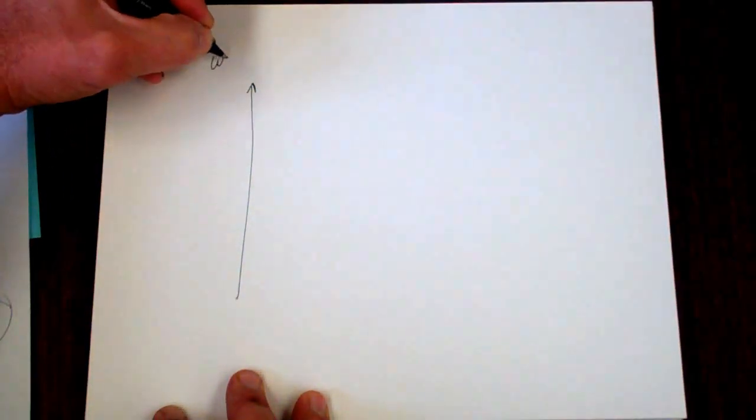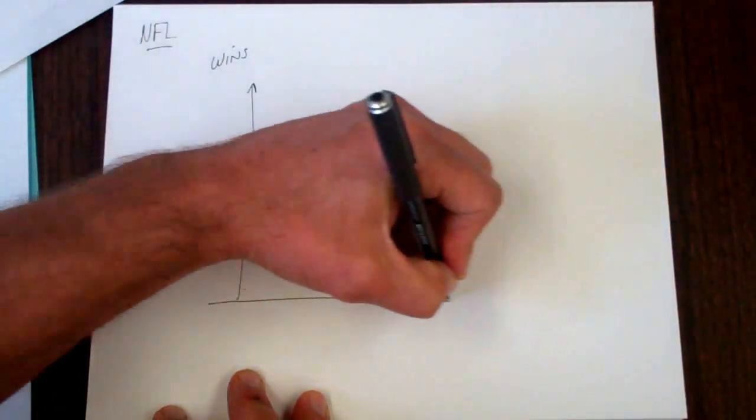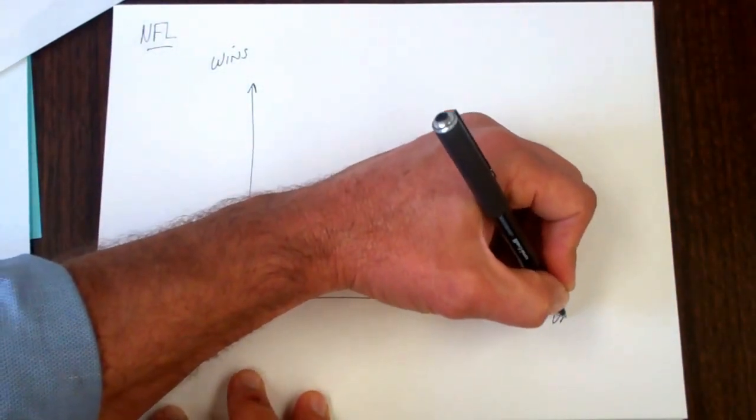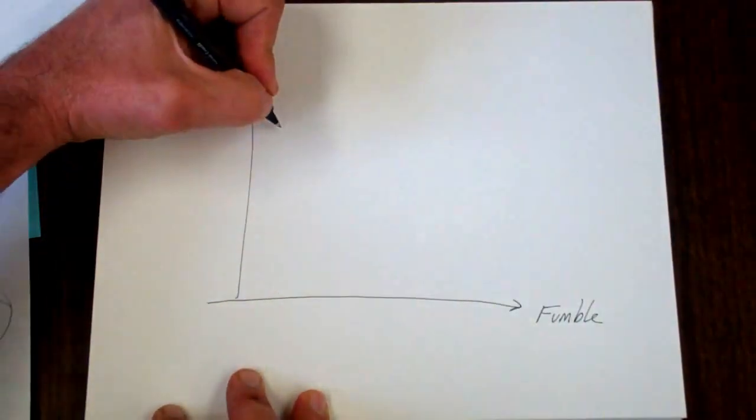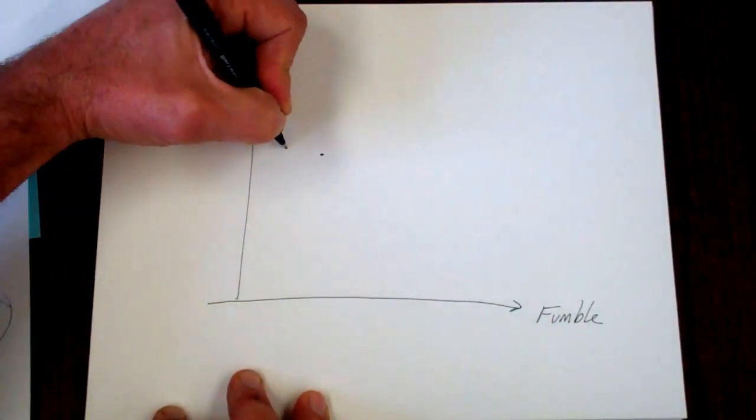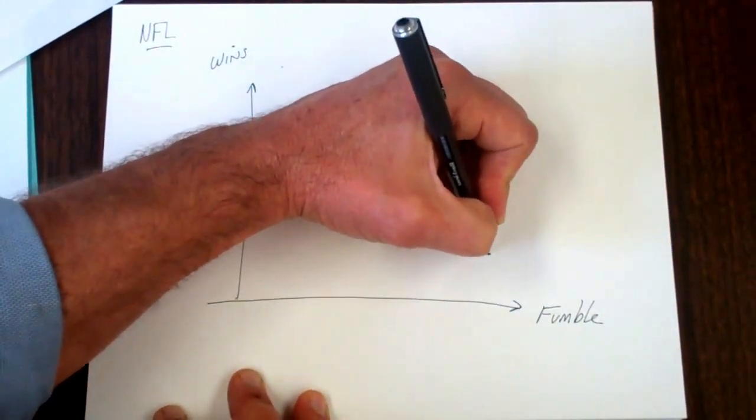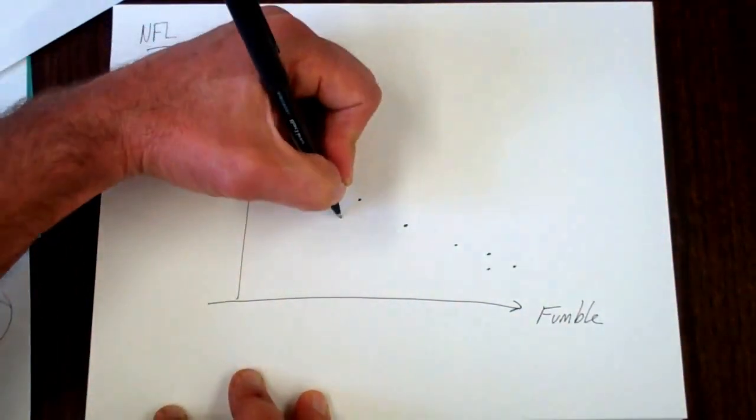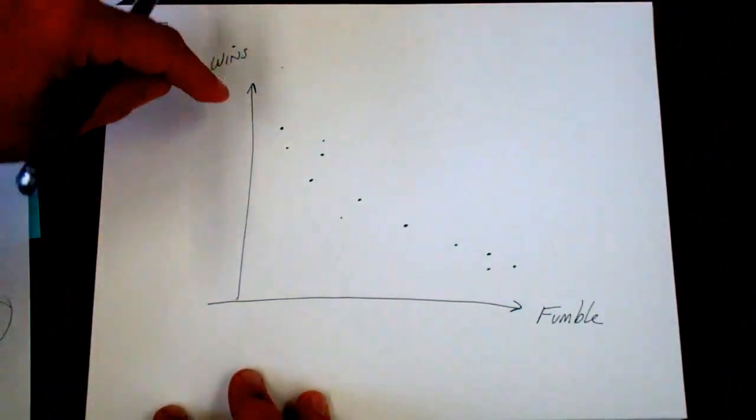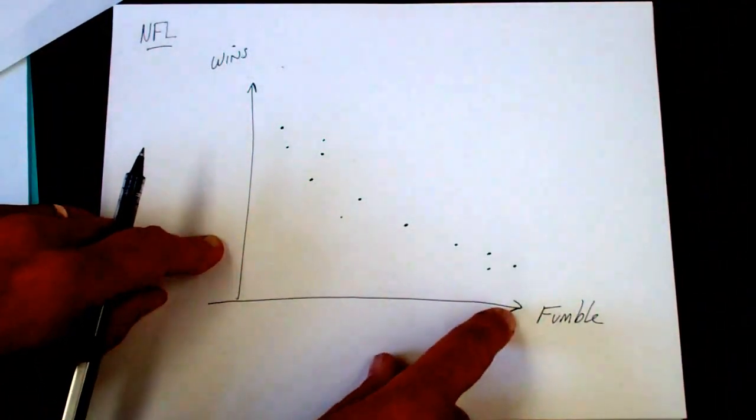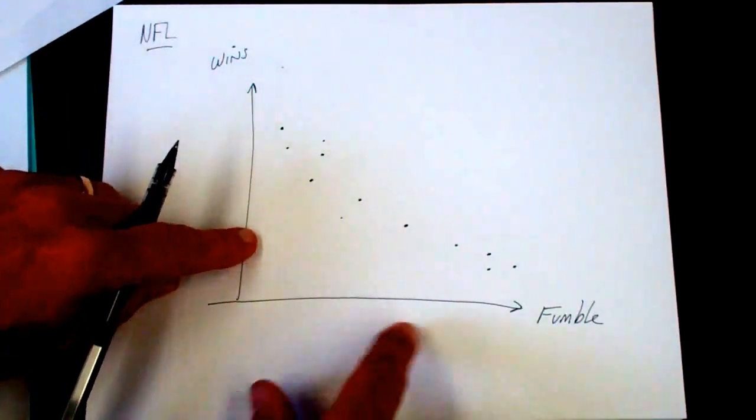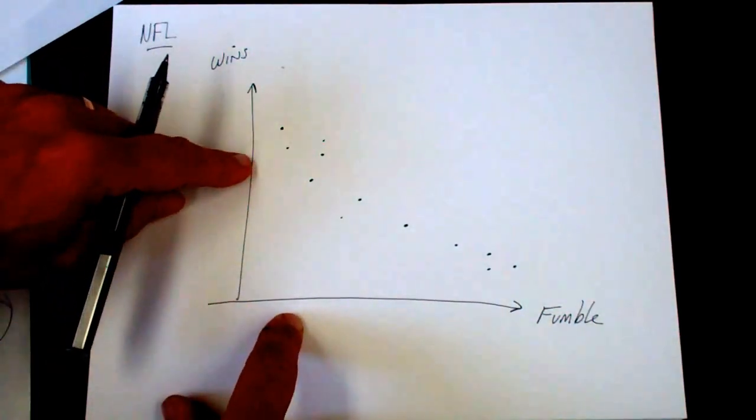Let's look at a specific example. Let's say you were studying the NFL, and on this axis were the wins that a team had in a given season. And here would be the number of fumbles that a team made, and for each team you plotted the two. And if you plotted all of those, you might see a general relationship in the sense that the more fumbles a team has, the fewer wins they have. The fewer fumbles, the more wins they had.